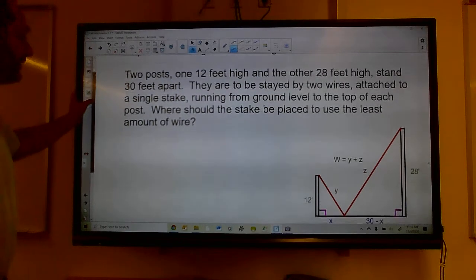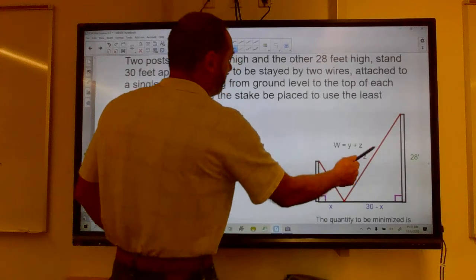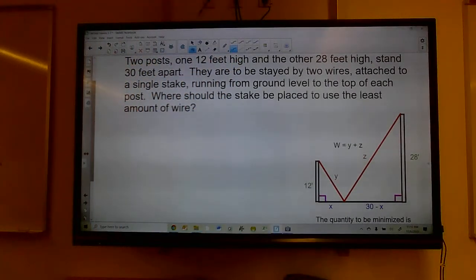Finding a minimum length. So in this picture, I have 2 posts. One is 12 feet high. The other is 28 feet high. They stand 30 feet apart. They are to be stayed by 2 wires attached to a single stake.